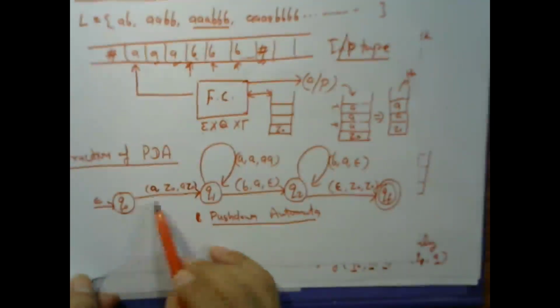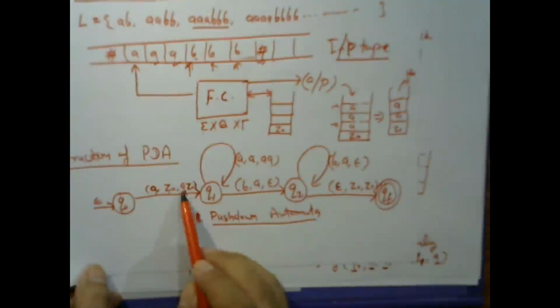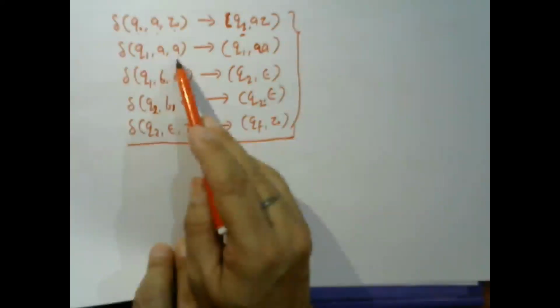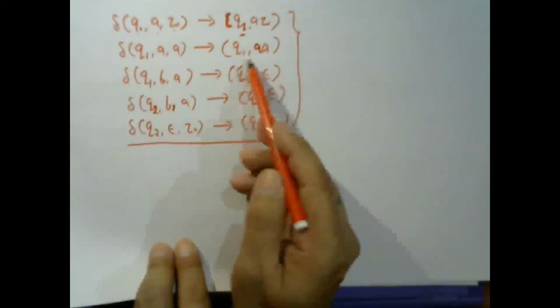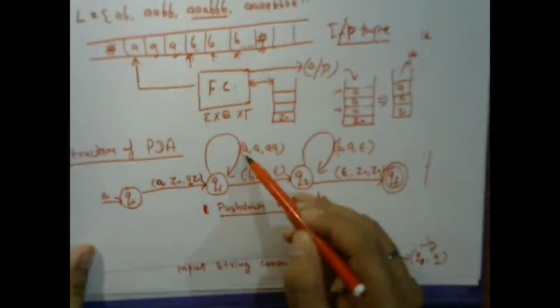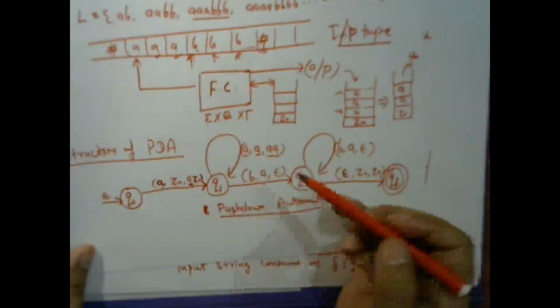If you are in the q0 state, a is the input symbol and Z0 is the top symbol, then you push a and you get the q1 state. We find the same operation here: q0 a Z0 gives q1 and a Z0. Similarly in q1, a is the input and a is the top symbol, then the push operation is performed and we stay in the same q1 state.